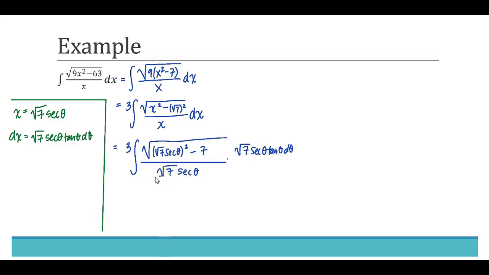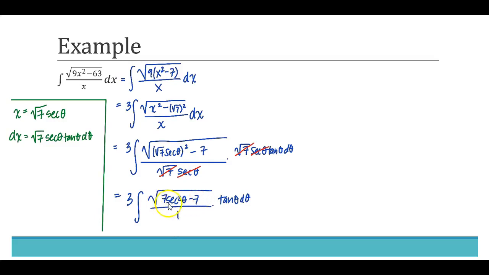So here, because everything is multiplied, I'm going to cancel out the radical 7s. Radical 7 over radical 7 is 1. Secant theta over secant theta is 1. And then underneath here, underneath the radical, I have the square root of 7 secant squared theta minus 7. And then over, well, really over 1, right? Everything there is gone. And then I just have a tangent theta d theta.